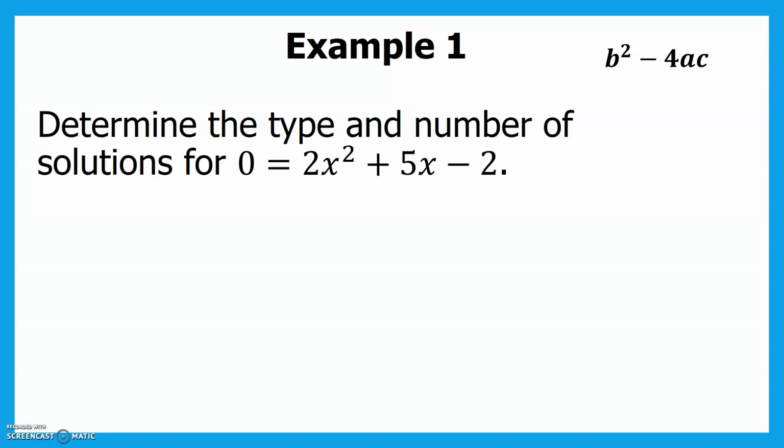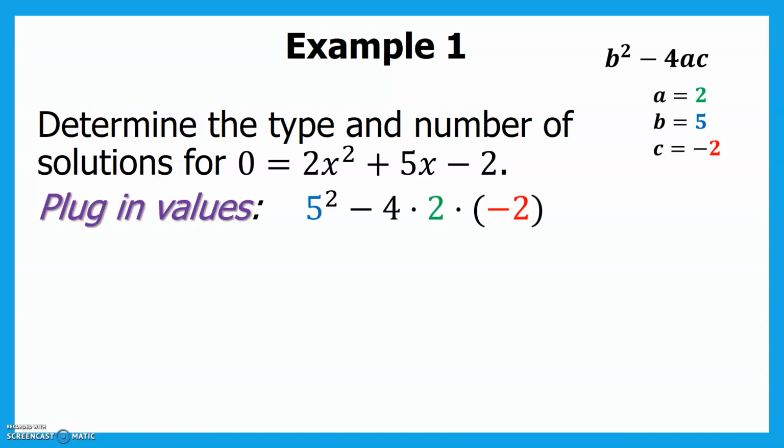So I have to identify a, b, and c. a is the number in front of the x squared, b is the number in front of the x, and c is the number without any x. So a equals 2, b equals 5, and c equals negative 2. I'm going to plug in the values for a, b, and c. So I get 5 squared minus 4 times 2 times negative 2.